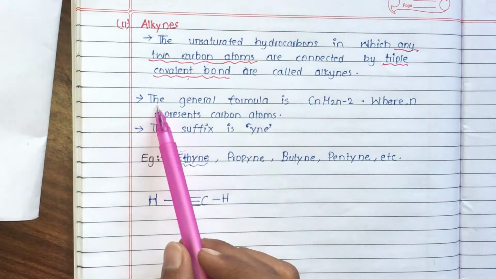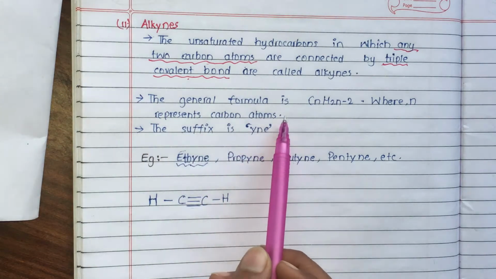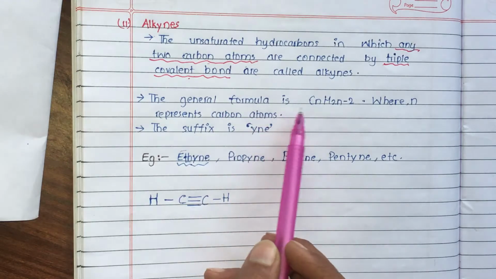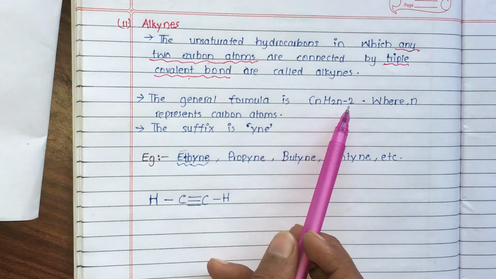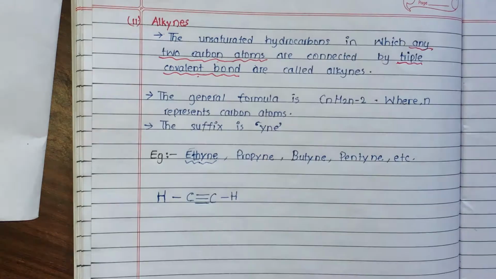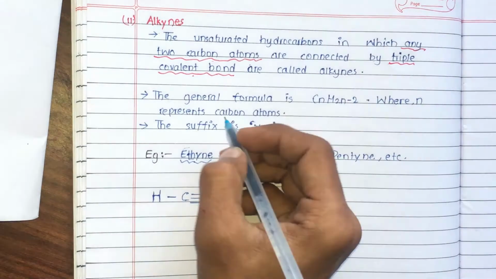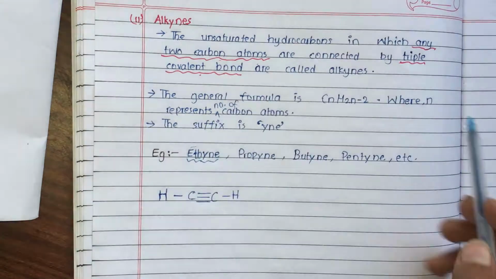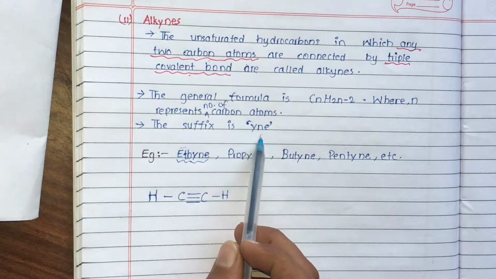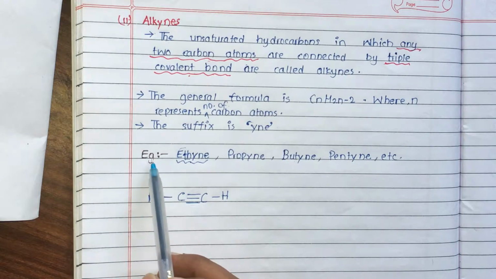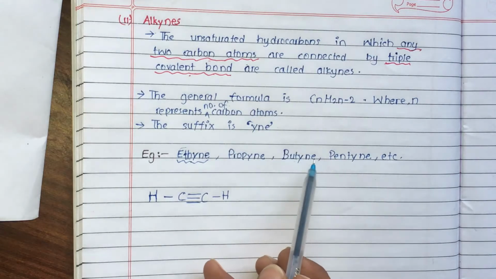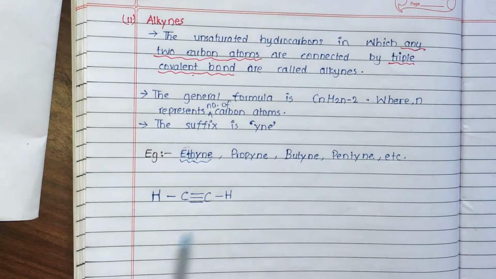And the next point is the general formula, CnH2n-2, where n represents the number of carbon atoms, and the suffix is yne. We use the yne suffix in alkynes. Here we can see examples: ethyne, propyne, butyne, pentyne and many more.